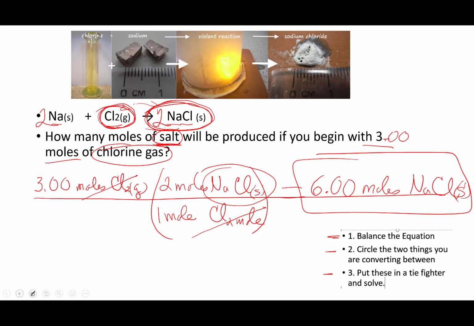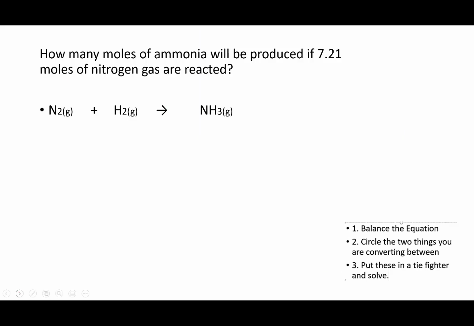Let's do another one. How many moles of ammonia will be produced if 7.21 moles of nitrogen gas are reacted? Start with our balanced equation. To balance this, I've got 2 nitrogens. I'm going to put a 2 here to give me 2 nitrogen. 2 times 3 is 6 hydrogen. I'm going to put a 3 here to have 6 hydrogen. I'm going to start with 7.21 moles of nitrogen gas.